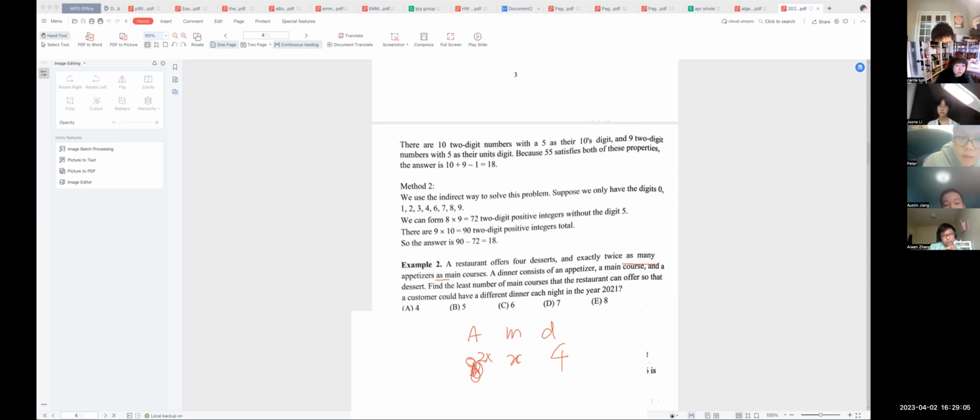So if we have 2x as the appetizer, x amount of main course and 4 amount of dessert, 那一共有多少种排列组合方法？是不是 2x times x times 4？对不对 everybody? Correct? Okay, so it's 8x squared. Very good. Thank you. June, keep going.